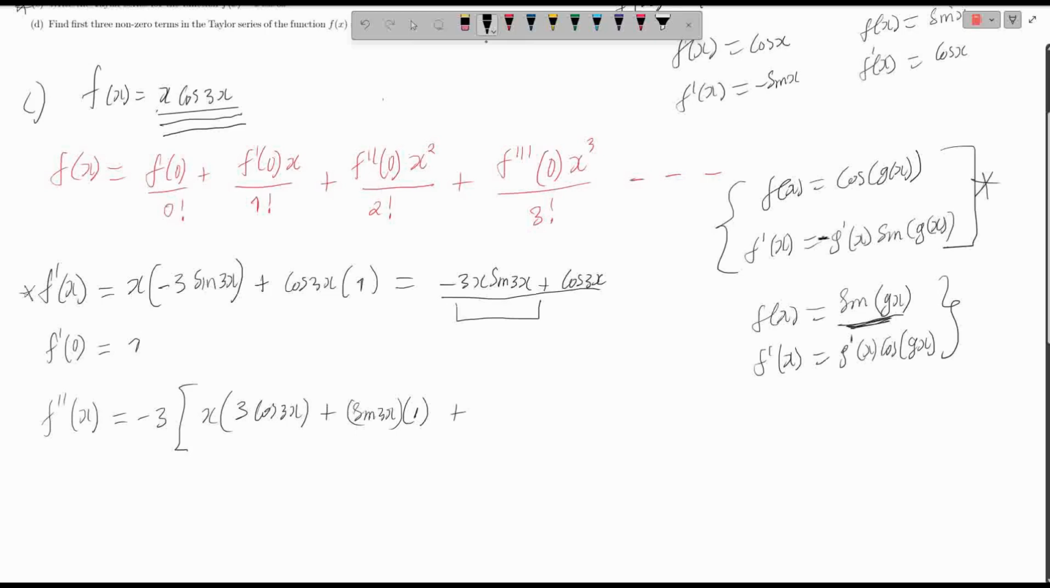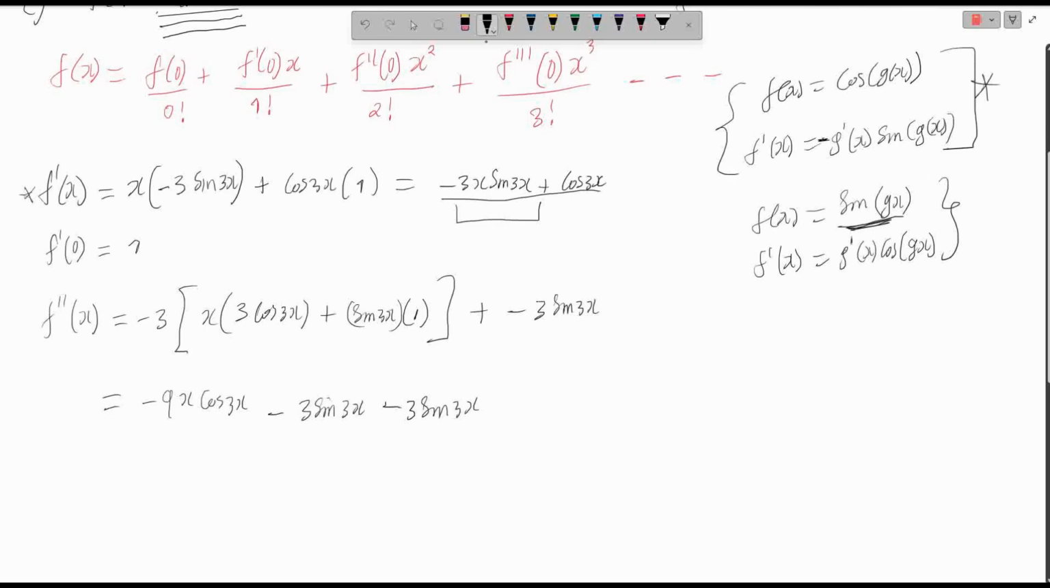Then plus the derivative of this is minus 3 sine 3x from above. I explained above what I did here. So in this case, it will be negative 3. The derivative of the angle is 3, and the derivative of cos is sine 3x. So that's it. We can further simplify this as minus 3 times 3, which is 9, x cos 3x minus 3 sine 3x, then minus 3 sine 3x. So in this case, we're going to have minus 9x cos 3x minus 6 sine 3x.